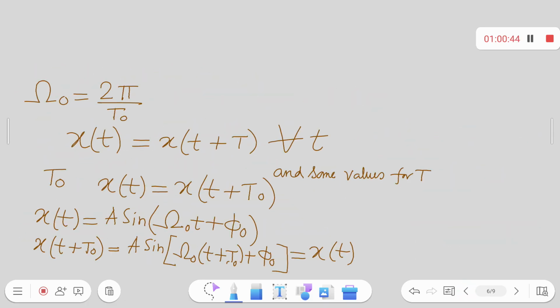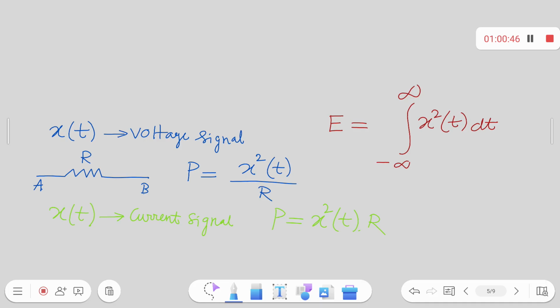Now let's move to this one. Suppose you have some signal, say for example a sinusoidal signal, which is basically a periodic signal. Now if you measure the power content, the instantaneous power, that is fine. But if you measure the energy of that particular signal, that energy becomes infinite.